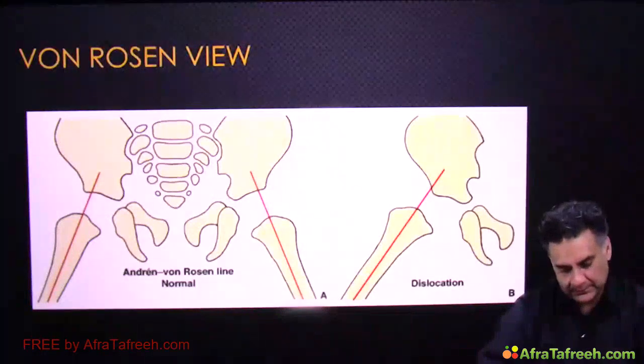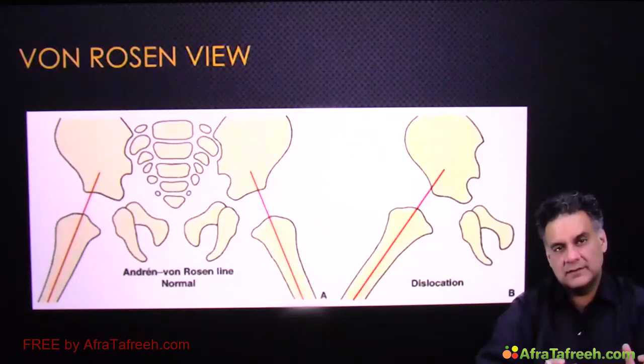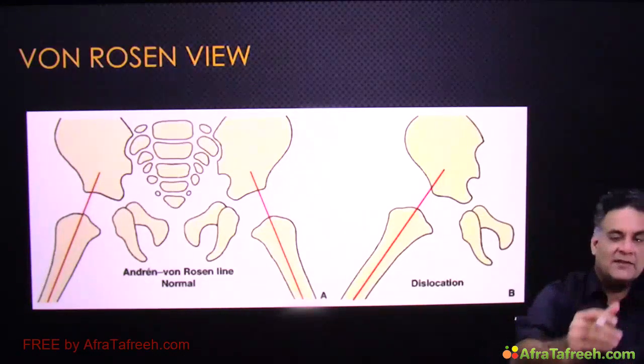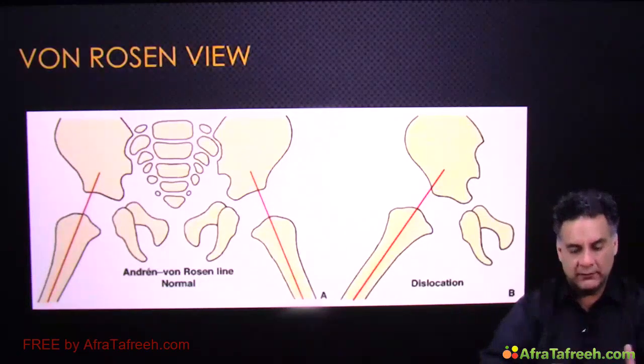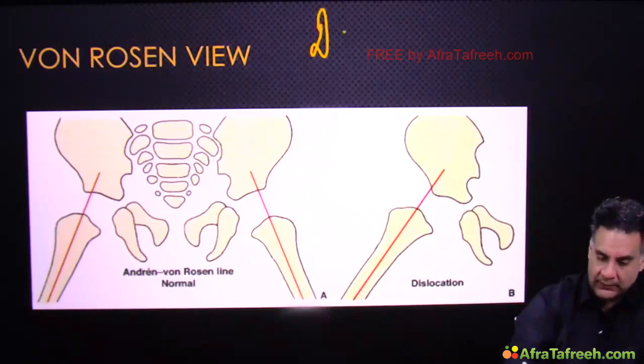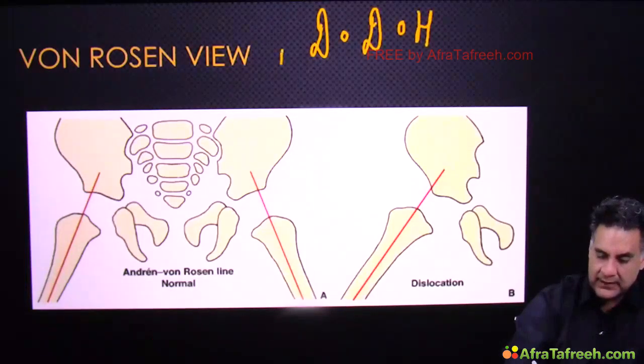X-rays in orthopedics. Lots of X-rays. I have selected a few of them which are practically feasible to remember. One of them is the von Rosen view, which is for developmental dysplasia of hip, DDH.